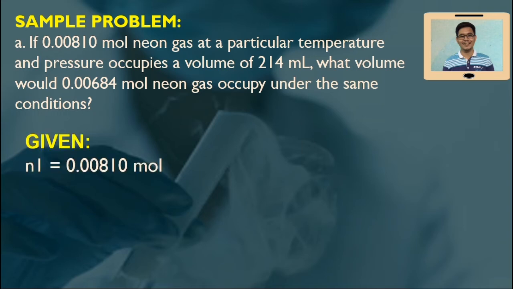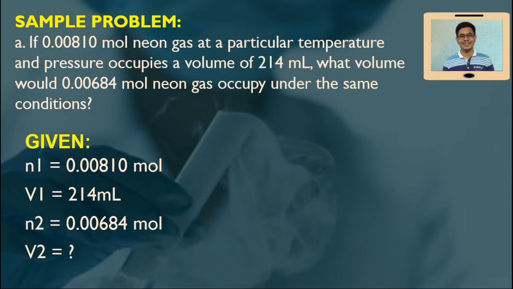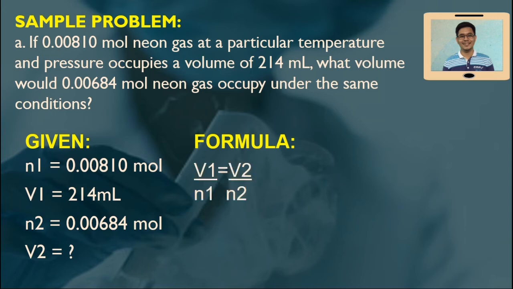Okay, so after you've analyzed the given problem, the first thing you need to do is to list down all the given, wherein our N1 is 0.00810 mole, our V1 is 214 milliliters, our N2 is 0.00684 mole, and our unknown quantity is our final volume or our V2. Okay, and going back to the discussion about this Avogadro's law, we use the formula V1 over N1 is equal to V2 over N2, and from this original formula, we're going to have our formula in finding our final volume, which is this.